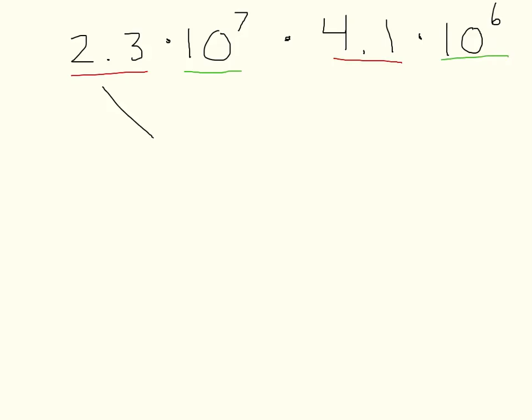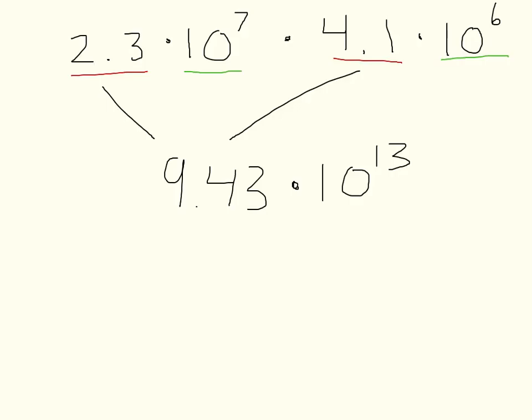I know when I'm multiplying coefficients, I just multiply that out. I do that work on the side and I get 9.43, 9 and 43 hundredths. I'm going to multiply that by this base collection. So when I multiply 10 to the 7th power multiplied by 10 to the 6th power, I have to add those exponents. So my answer is going to be 10 to the 13th power.